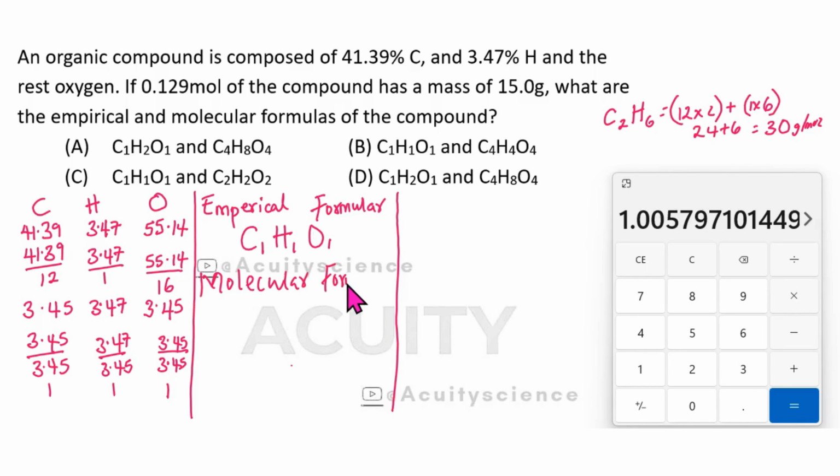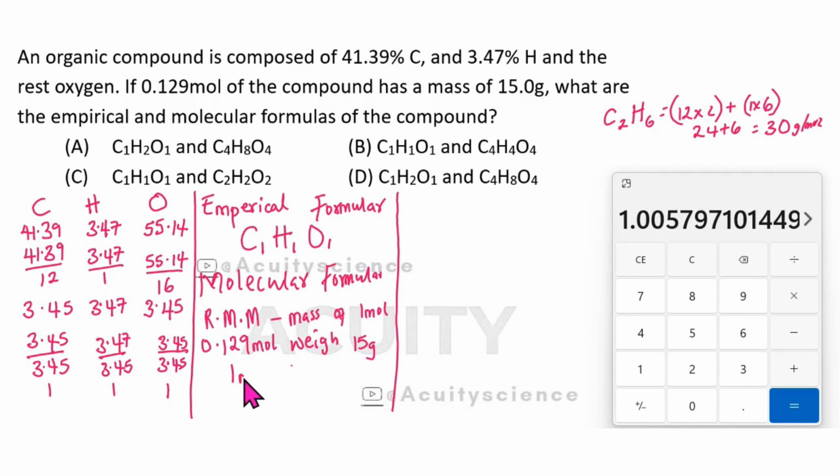So to know the exact molecular formula, we need the relative molecular mass, RMM, the molecular mass, the mass of the molecule. RMM is the mass of 1 mole. In this question, we were told that 0.129 moles weigh 15 grams.